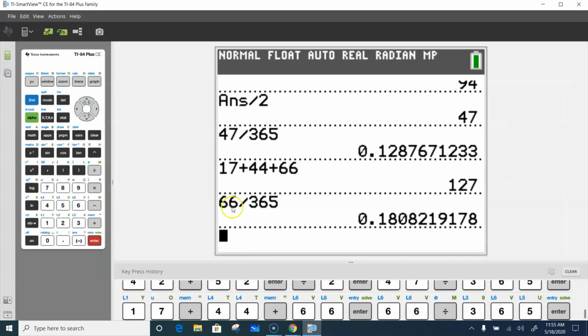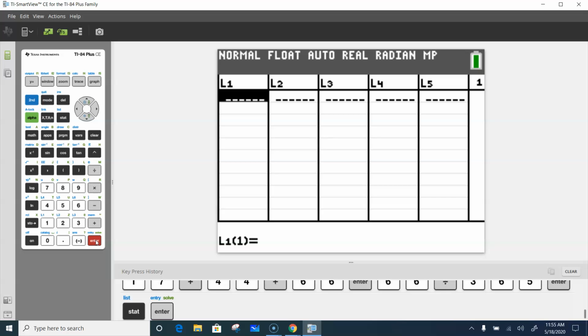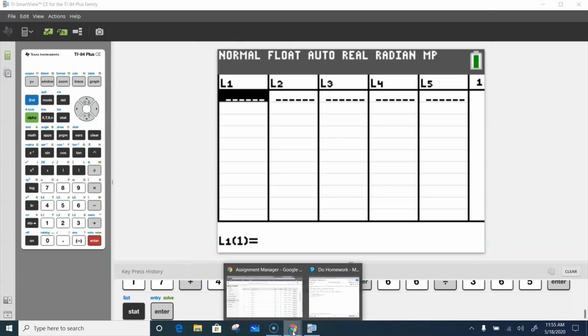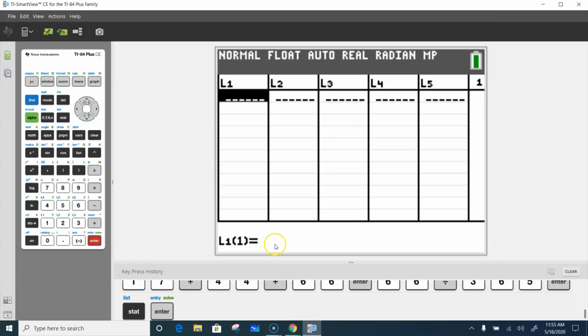So remember, anytime we have raw data, a lot of times in this class we're going to lean on that same button. We're going to press the Stat button, and the very first thing we have to do is go to Stat and Edit. So we're going to have to take those numbers that they give us and enter them into the calculator. So I have 11, 10.7, 10.9.